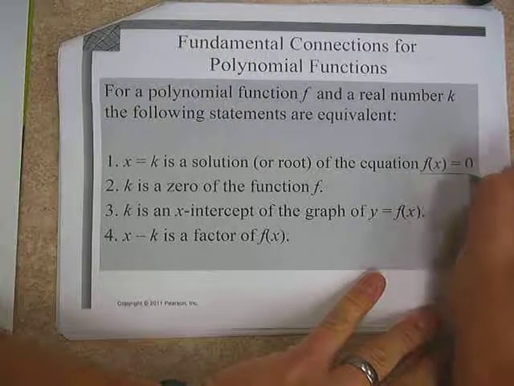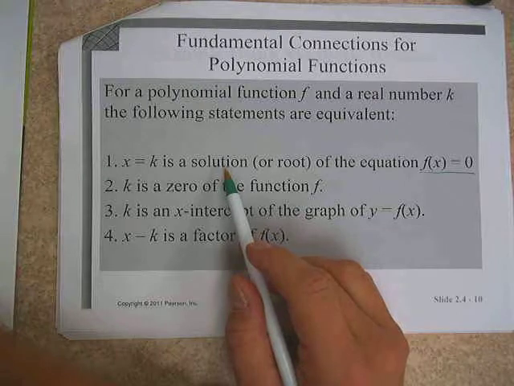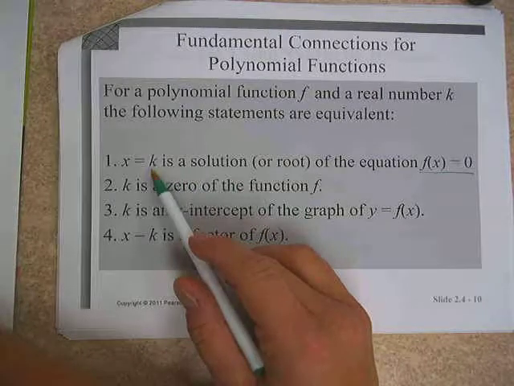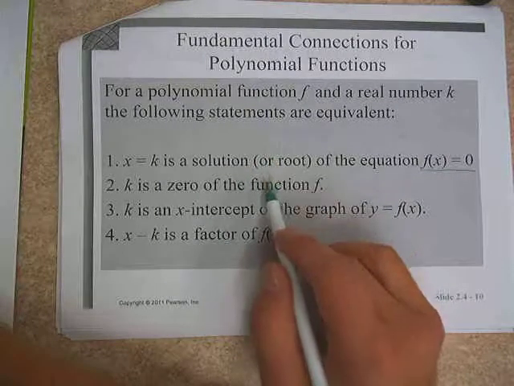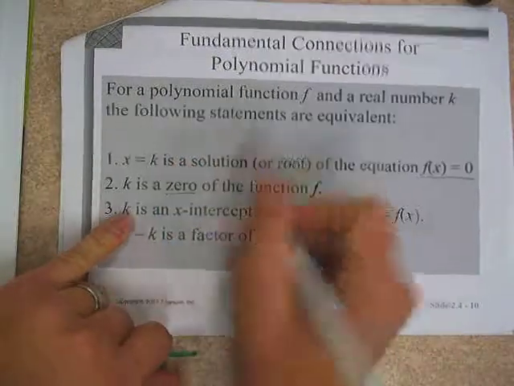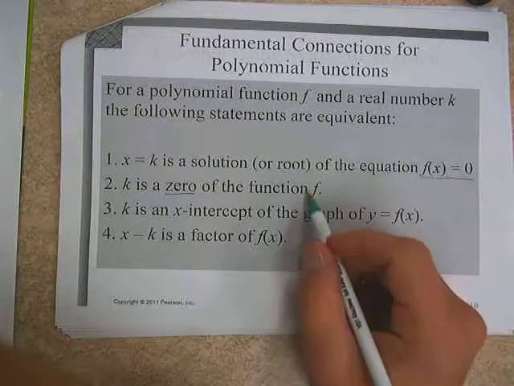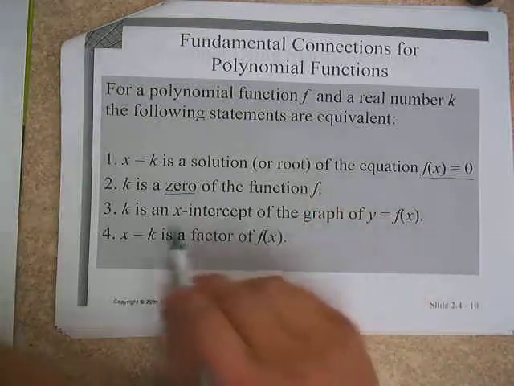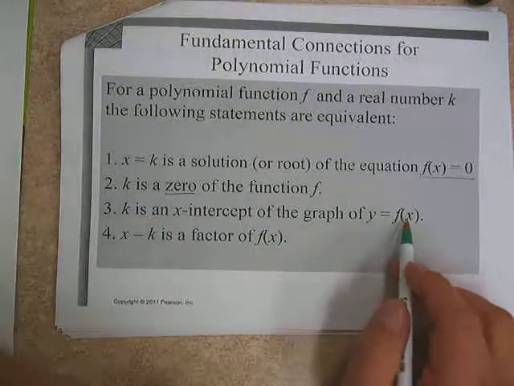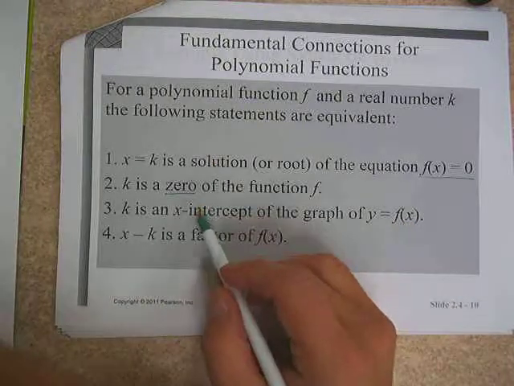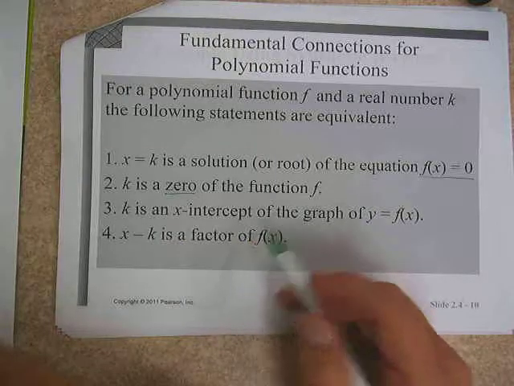So when we have the equation f of x equals 0, the number that makes that true, or keep in mind it could be the numbers, there could be more than one answer, of course, the numbers that make that true, which we'll call k, we call those solutions or roots. The term 0 is used when we say that k is a 0 of the function f. It's a solution to the equation. It's a 0 of the function. In the third one, graphically we say that k is an x-intercept of the graph of f of x. And then finally, if we know that any of that is true, then we also know that x minus k is a factor of f of x.